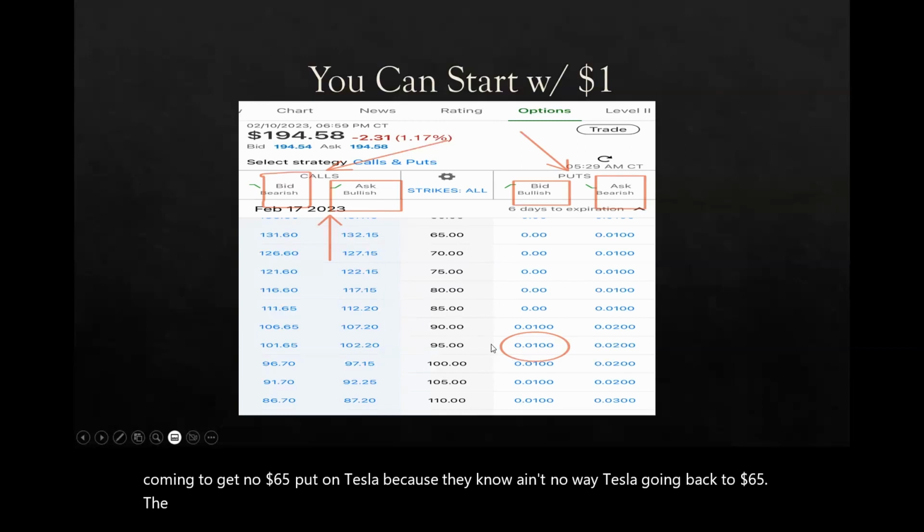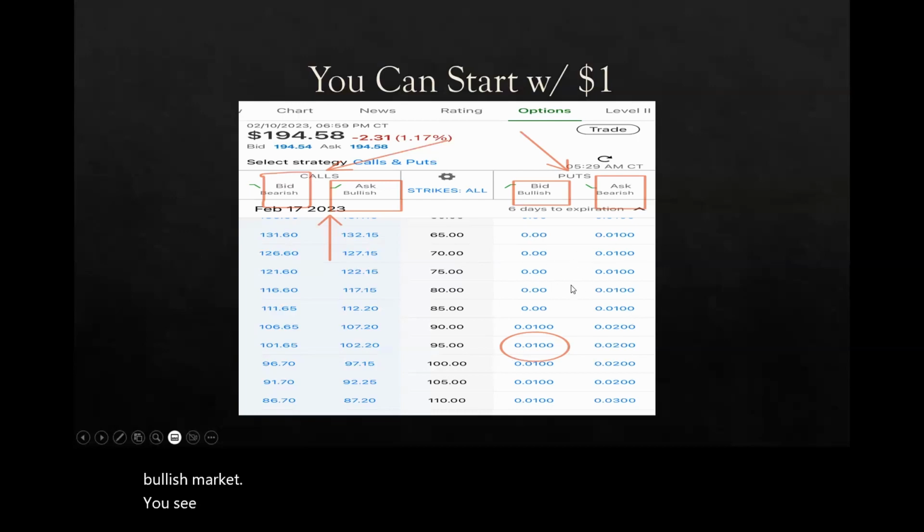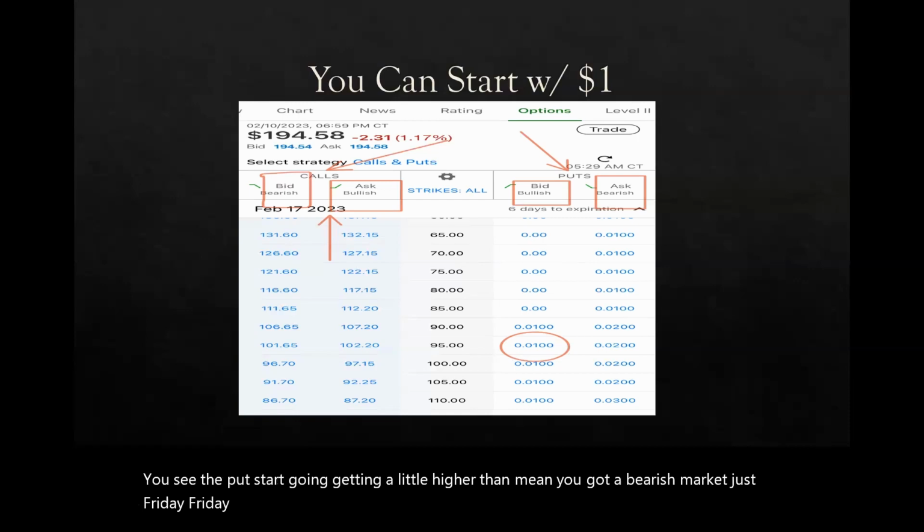The contracts kind of tell you where the market is going, because if you see these things super high on the call side, it generally means that you have a bullish market. You see the puts start getting a little higher, that means you've got a bearish market. Just like Friday. Friday, the market was red the whole day.